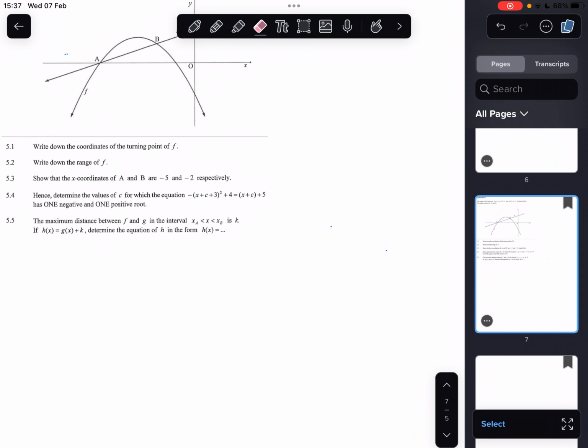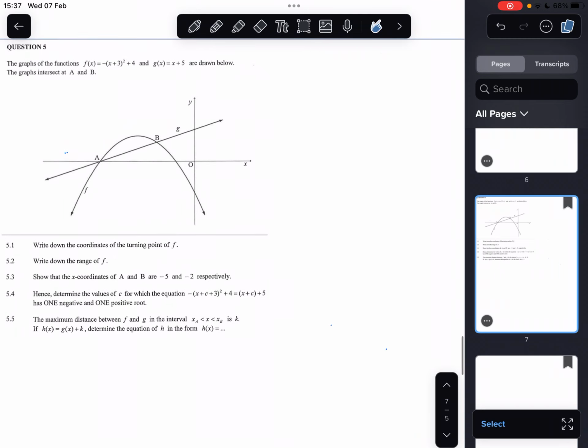Okay, so the last question says the maximum distance between f and g in the interval where x is between a and b is k. That's a terrible way to say it, but okay. Let's just say, for instance, the maximum distance is somewhere here. We're being told that that distance is k units.